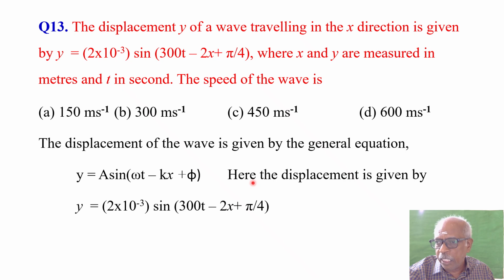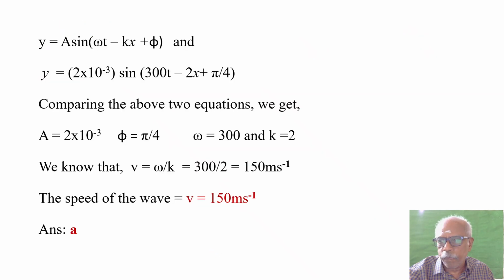Here in this question the displacement is given by the equation y = 2 × 10^-3 sin(300t - 2x + π/4). Comparing the above two equations, we get the general equation y = A sin(ωt - kx + φ) and y = 2 × 10^-3 sin(300t - 2x + π/4). So you just compare these two equations.